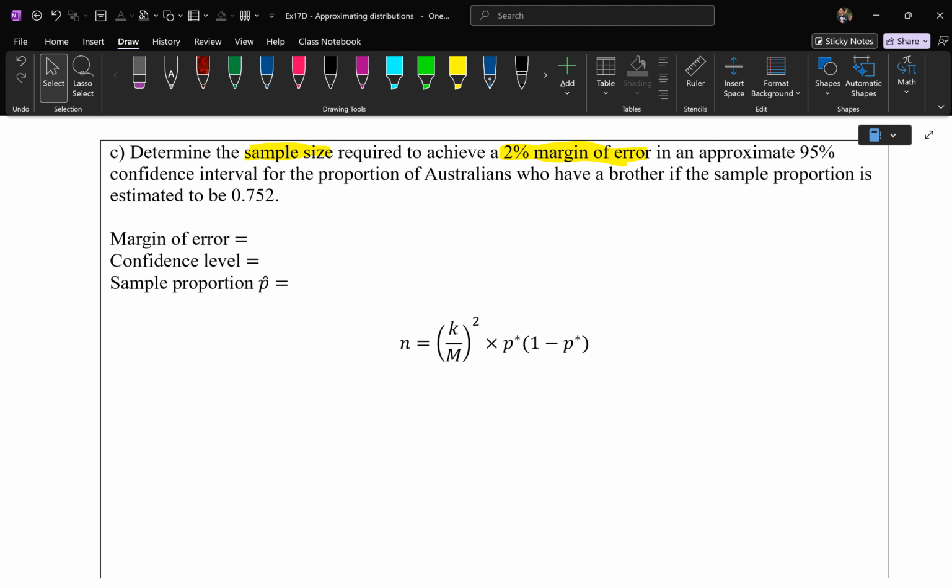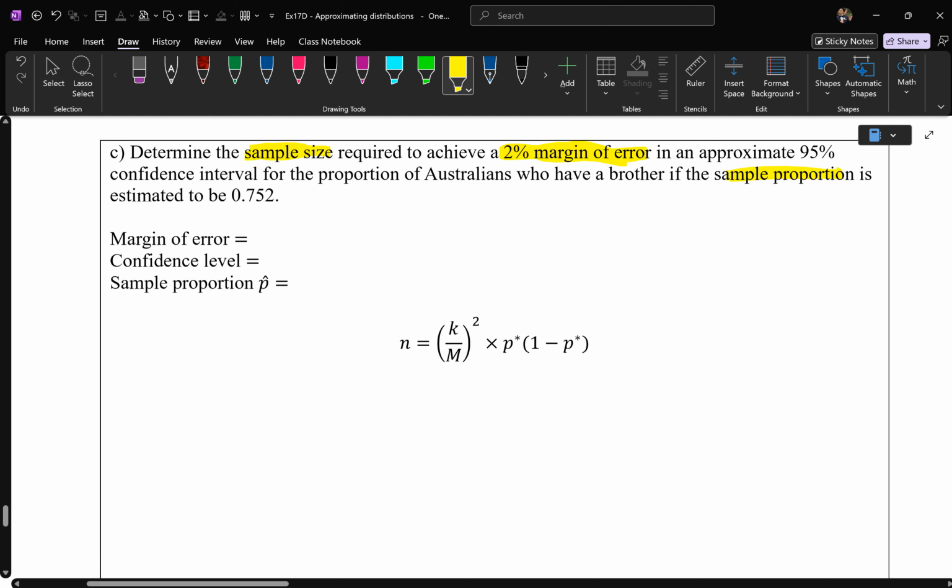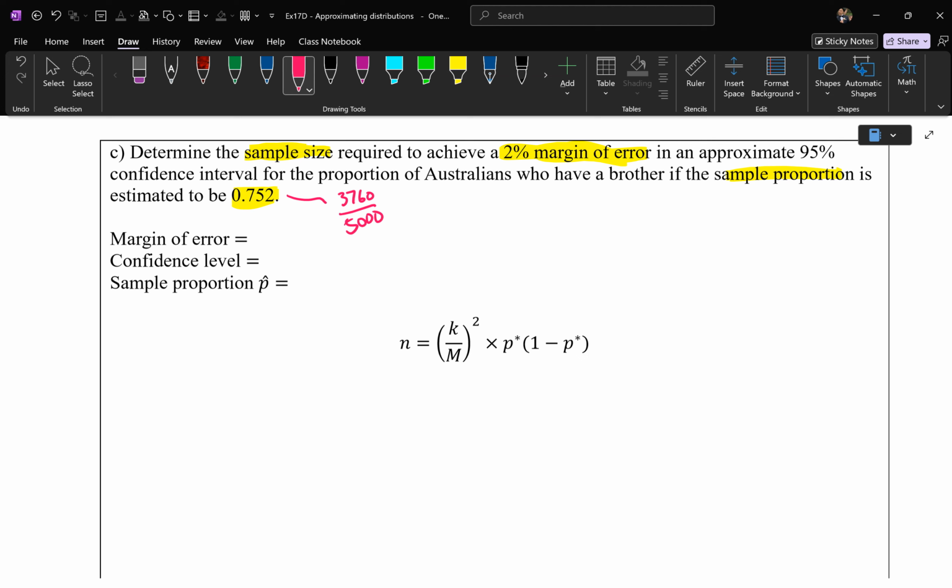So everything else is still the same. The sample proportion is estimated as 0.752. That's still the same thing. So 3760 out of 5,000 people. That's your proportion. Okay? Answer the question. Margin of error, you want 2%. That's 0.02. Confidence level is 0.95, so 95% confident. Sample proportion, which we know is 0.752. Now you can use your formula to find out the sample size.